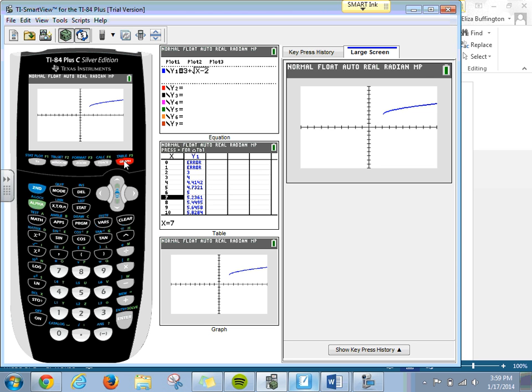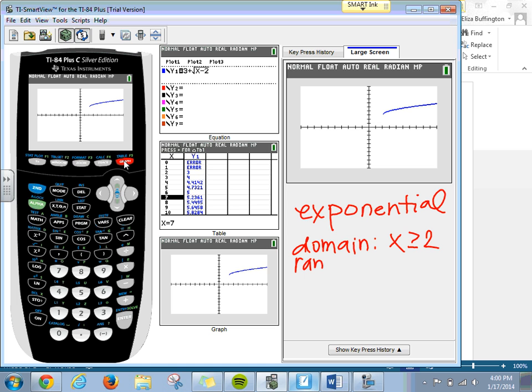And again, your graph should look like this, and then here's what we're talking about with our details, describing what's really going on. So with this one, we can see that it's an exponential function. We can talk about the domain and range. We said that for our domain, we know that we're looking for values that have to be greater than or equal to positive 2. Our range, we know our y has to be greater than or equal to 3.